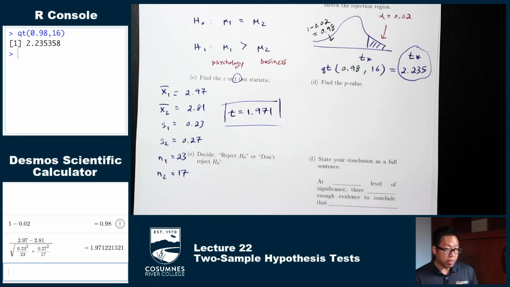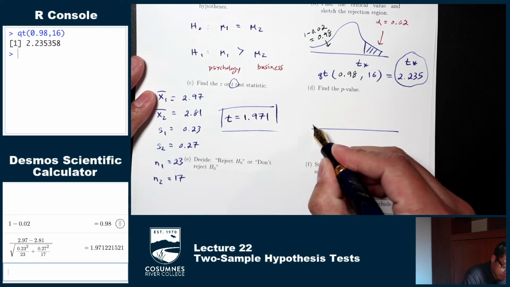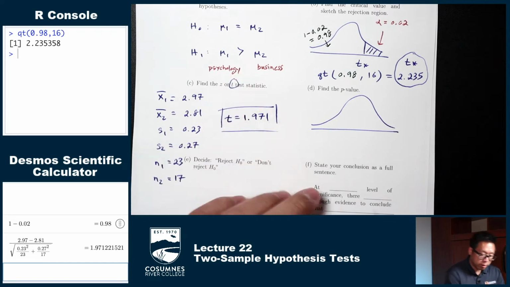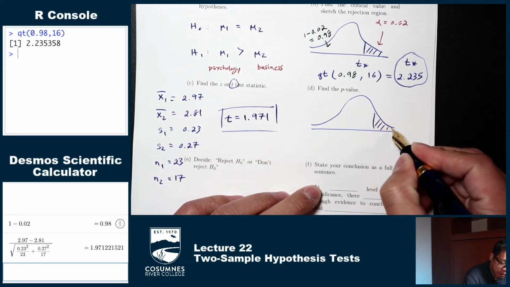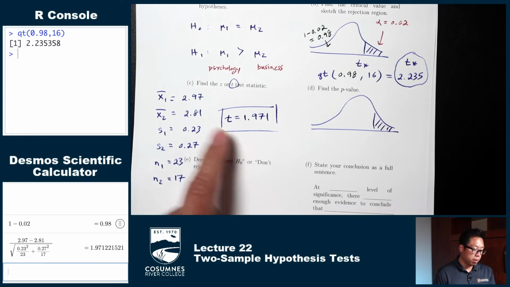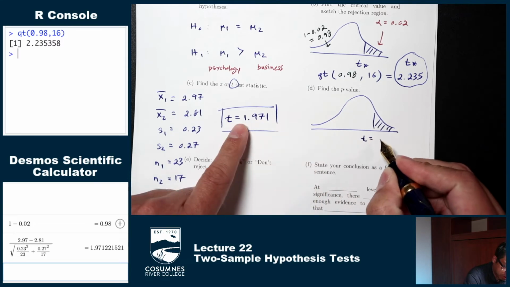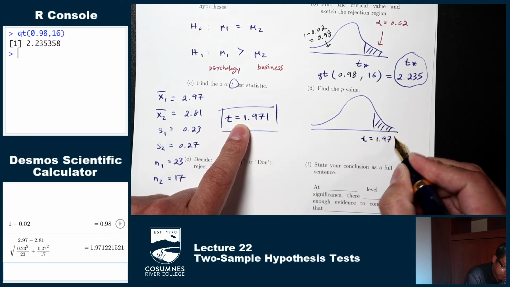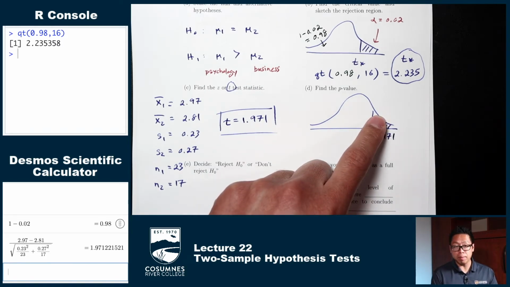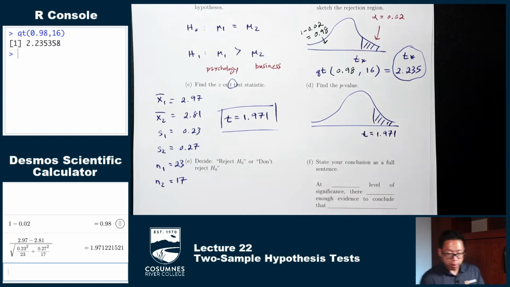Part D, find a p-value. So draw the same picture. This is greater than, so it should be shaded to the right. Same picture as in part B. Put your test statistic that you found in part C on the picture. That goes down here, 1.971. And your job here is to find that area. So this is a t to area question. T to area is going to be pt, t, comma, df.